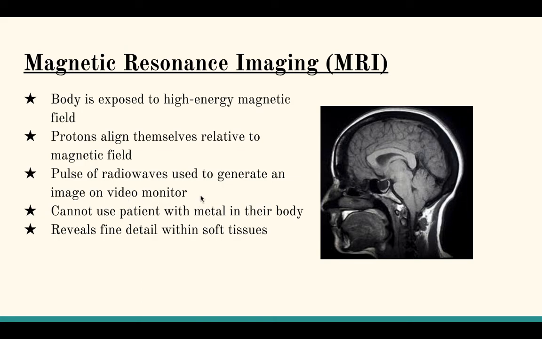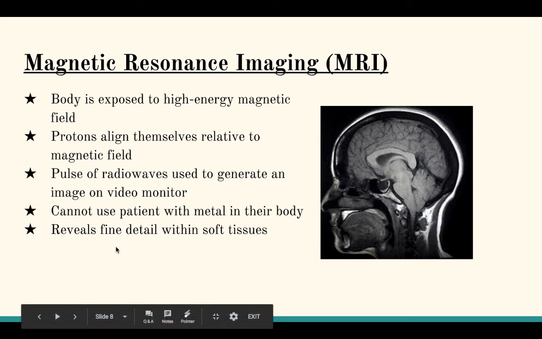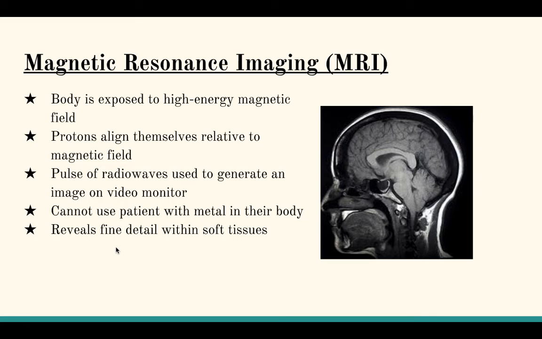monitor. Okay? And it's really important that a patient that has an MRI must not have any metal in their body because of the really high magnetic field. If they go through an MRI machine, the metal will get ripped out of their body, and unfortunately that was found out the hard way by people. And what MRIs do, they really reveal fine detail within your soft tissues so that you don't have to go in and have surgery done.